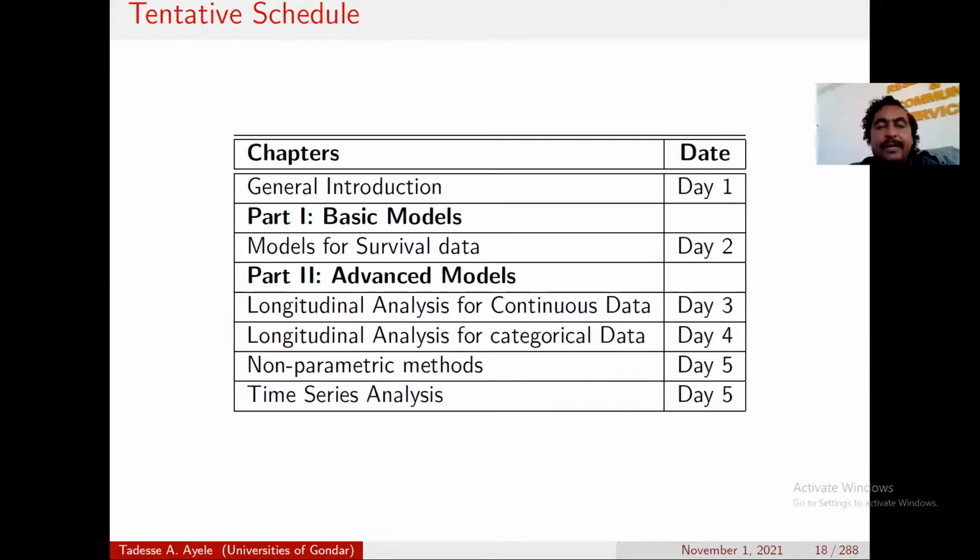Okay. So the chapters that will be dealt with, like chapter 1, introduction, and then we'll have basic models, survival analysis, then advanced models like longitudinal analysis for continuous data, longitudinal analysis for categorical data. Then nonparametric methods and time series analysis.